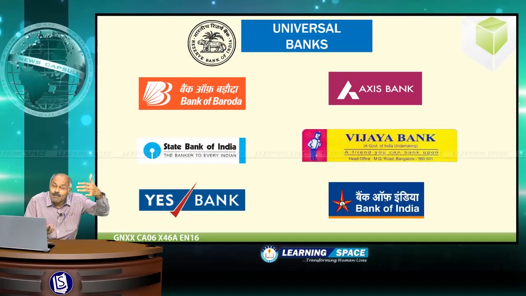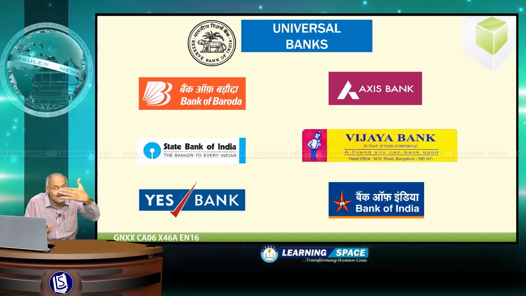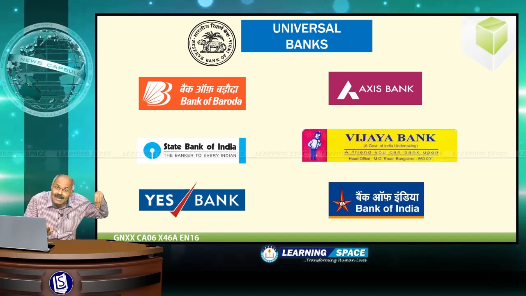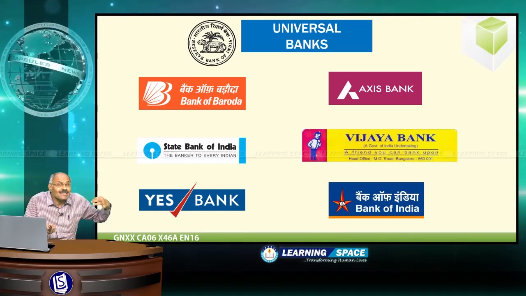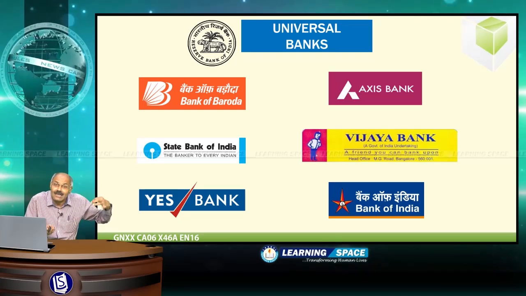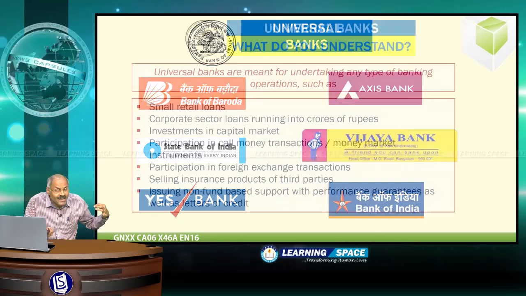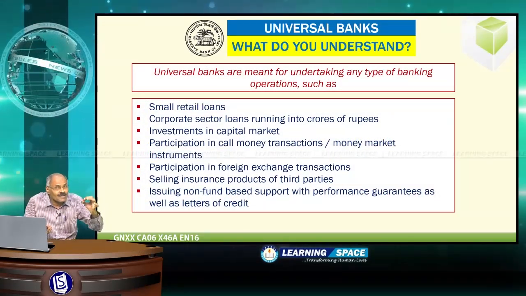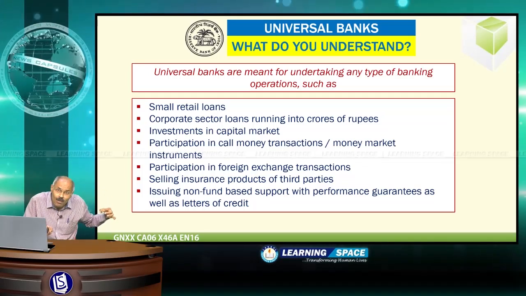I have given examples of universal banks: Bank of Baroda, Axis Bank, State Bank of India, Vijaya Bank, HDFC Bank. These are all examples of universal banks. So, in the banking system, now the present existing commercial banks are classified as universal banks. What exactly is the meaning of universal banks? I have listed out points here. Banks can undertake any type of banking operation.